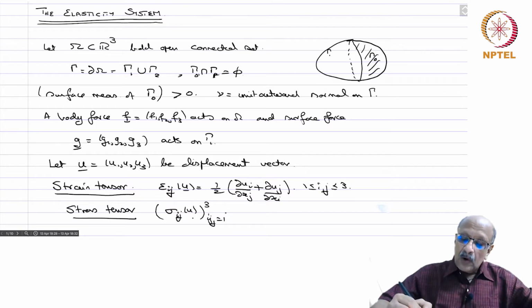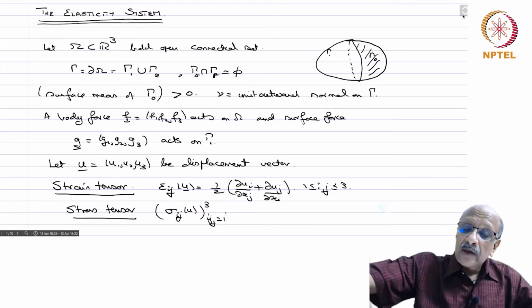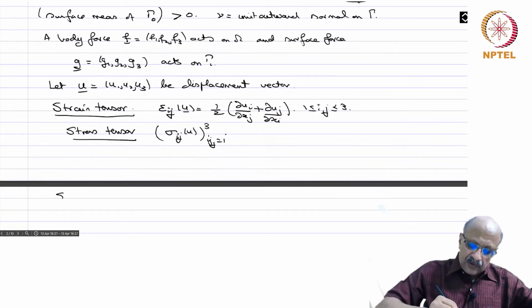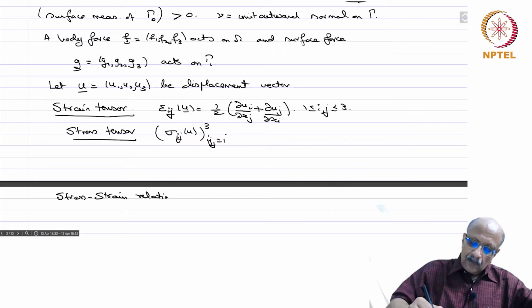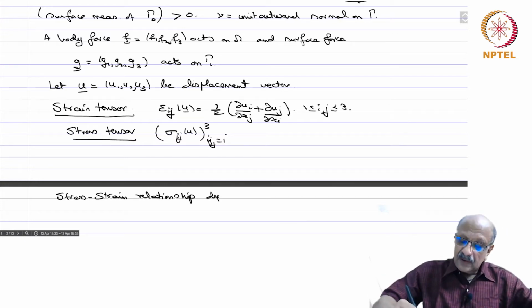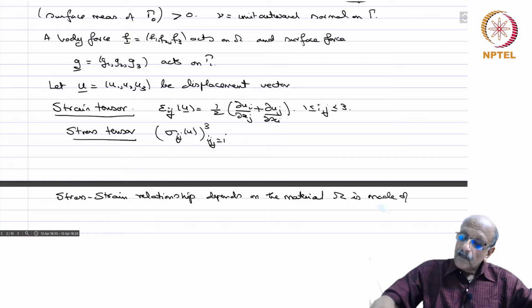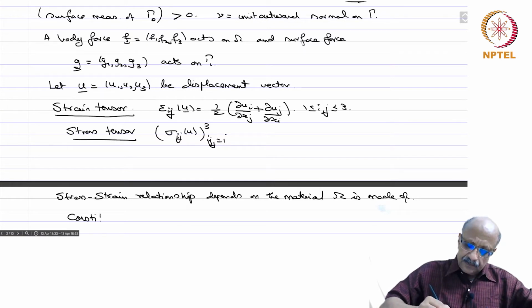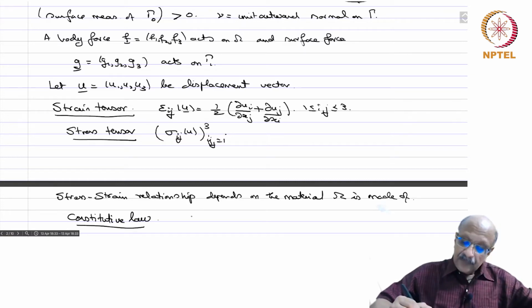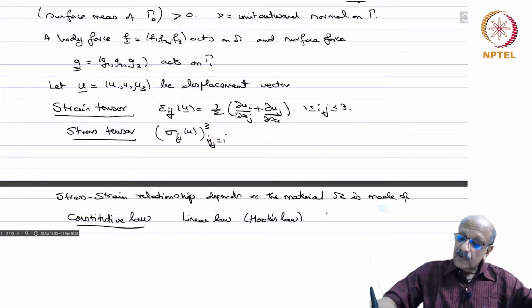Now we want to know what material the body is made of and how the stress and the strain are connected. So the stress-strain relationship depends on the material omega is made of, and it's called the constitutive law. In this case, we will assume that it's a linear law which we call Hooke's law. So this is linear elasticity.